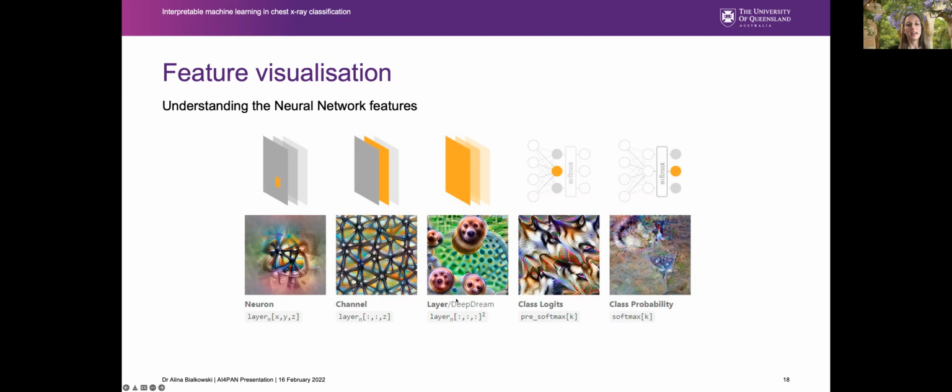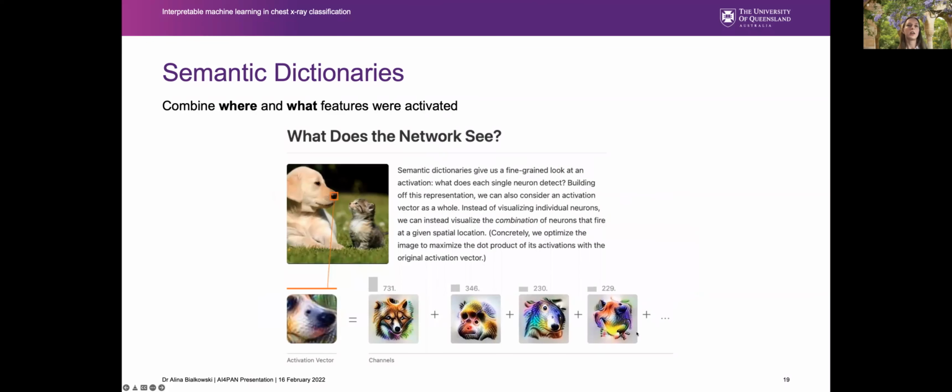But it turns out you can apply this technique on different parts of a neural network. So you can go lower down at a channel level to get these kinds of visualizations, and all the way down onto a neuron level and see these kinds of features. You can also look at the logits level, which is before a classification on the output, and you can also look at the class probabilities as well. You can combine these techniques into something called semantic dictionaries, where you can look at parts of the image, so here the nose, and see the contribution of those feature visualizations, so how much each feature was activated.